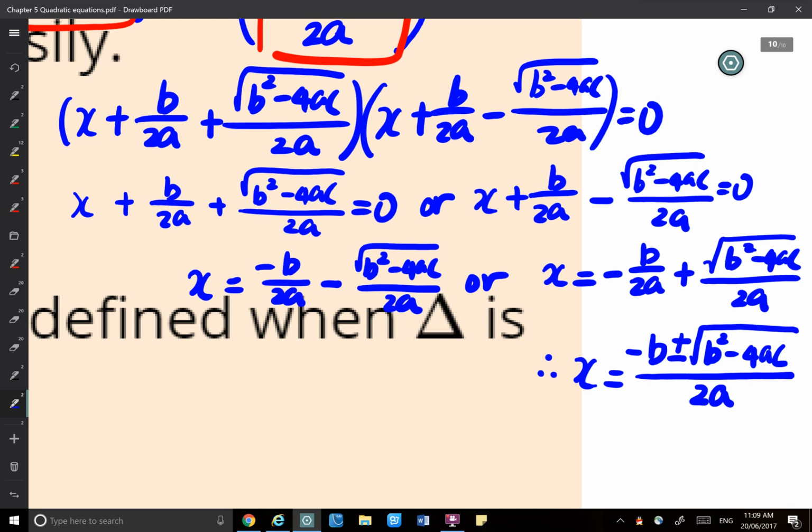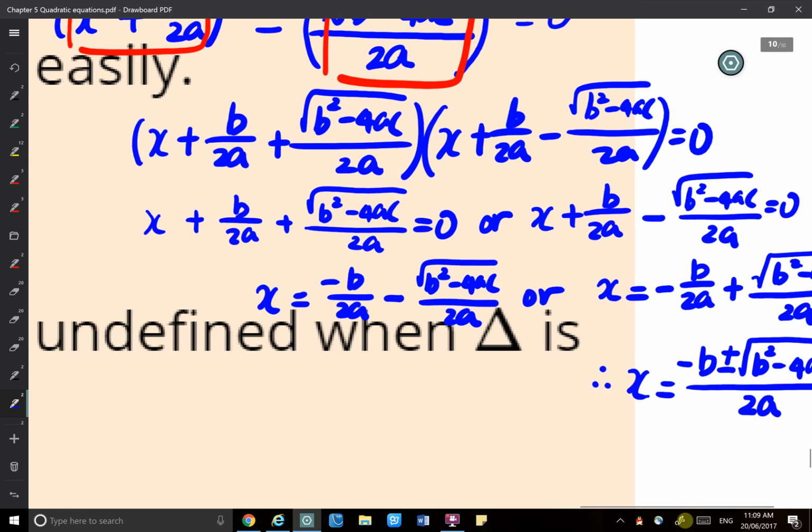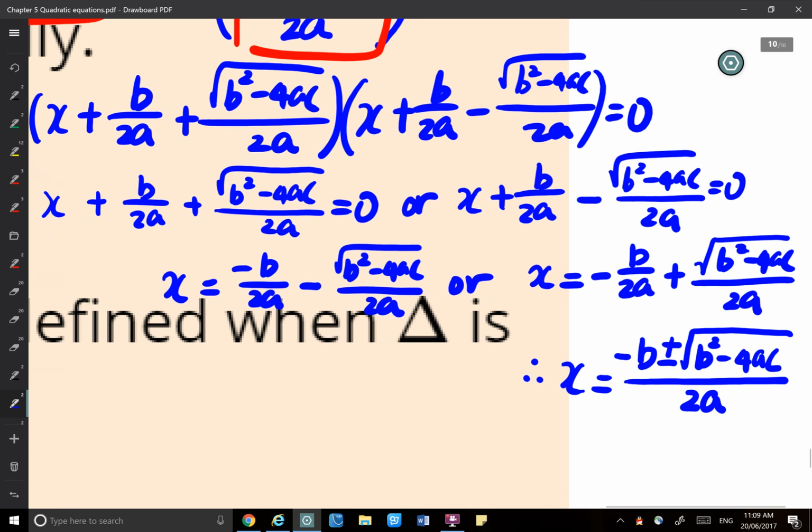Is that correct? Agree? What I'm doing is using a, b, c values to complete the square, using letters instead of numbers. It's called a literal equation. We use letters instead of numbers. I have completed the square and factorized, and I can just find the value.